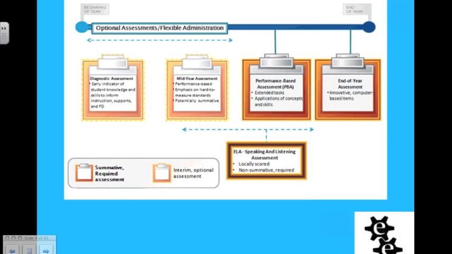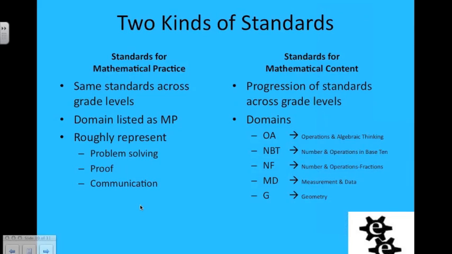There also is some talk about creating banks of information for those grade level teachers too, to help prepare students as well. Neil wants to talk a little bit about the two different kinds of standards because they play a huge part in the design of the assessment items.